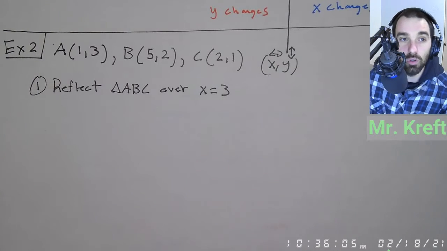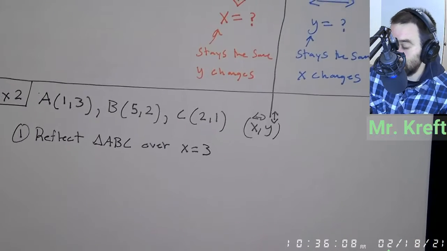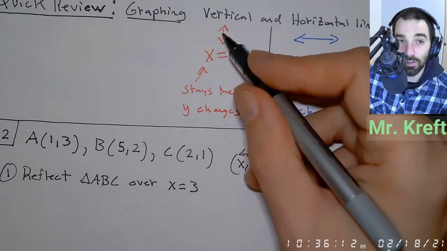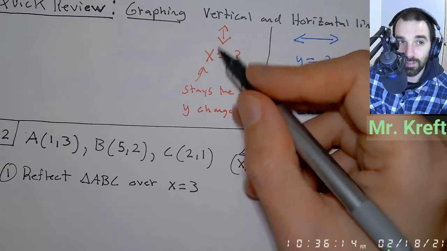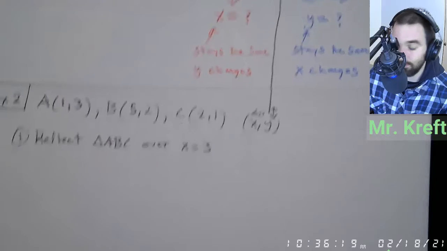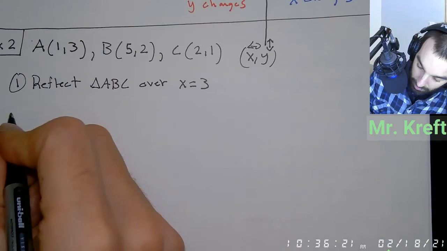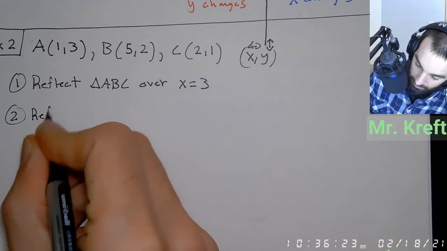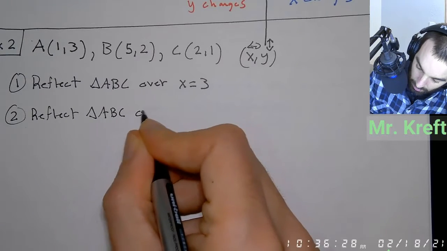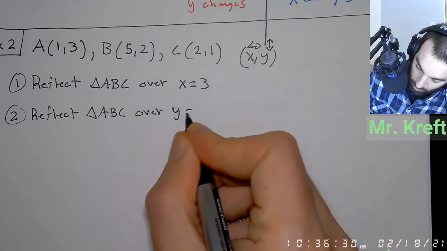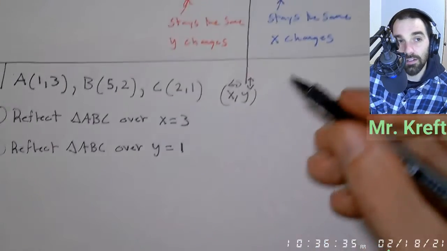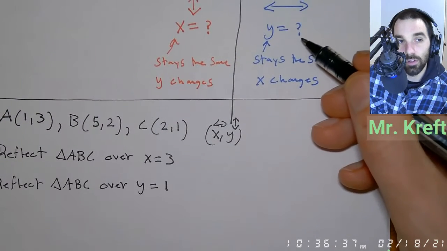Okay, so we're going to reflect that triangle over x equals 3. Now remember, x equals 3 is going to be a vertical line. And then our second problem is we're going to reflect triangle ABC over y equals 1. You see that y equals 1 is going to be a horizontal line.